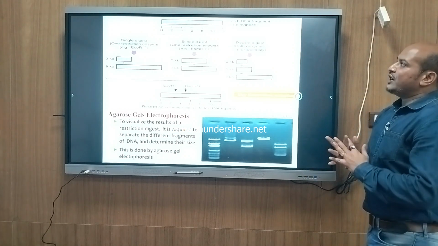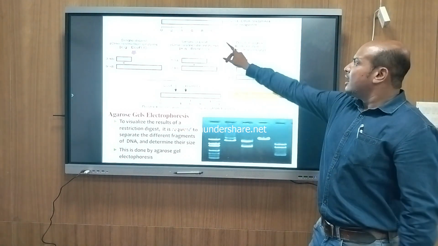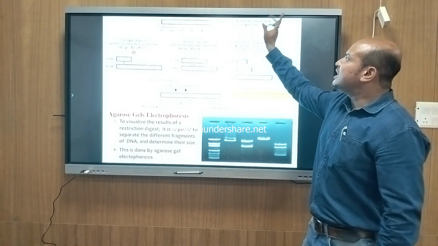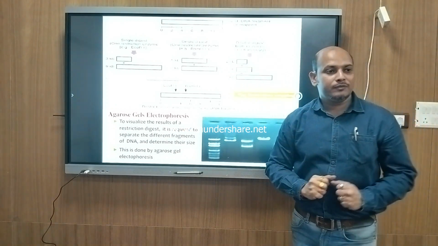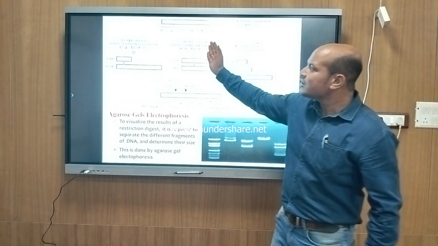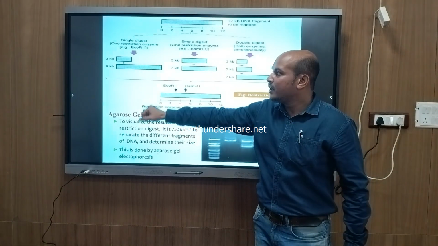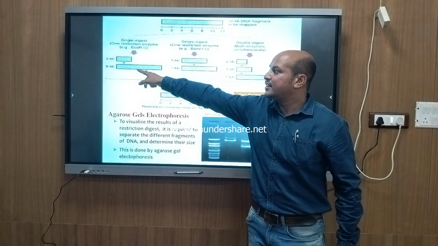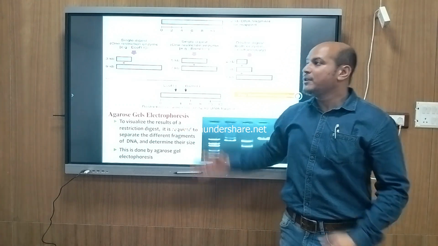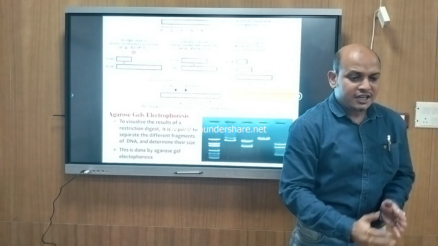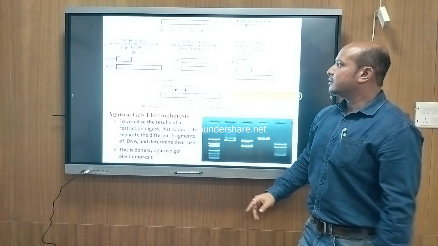An example is shown over here. We have a 12 kb DNA fragment that is to be mapped. So what is to be done? First, I will cleave it with the first enzyme, that is EcoR1, and it produces 2 fragments, of 3 kb and 9 kb. That means the 12 kb DNA fragment has been cut into 3 kb and 9 kb fragments.